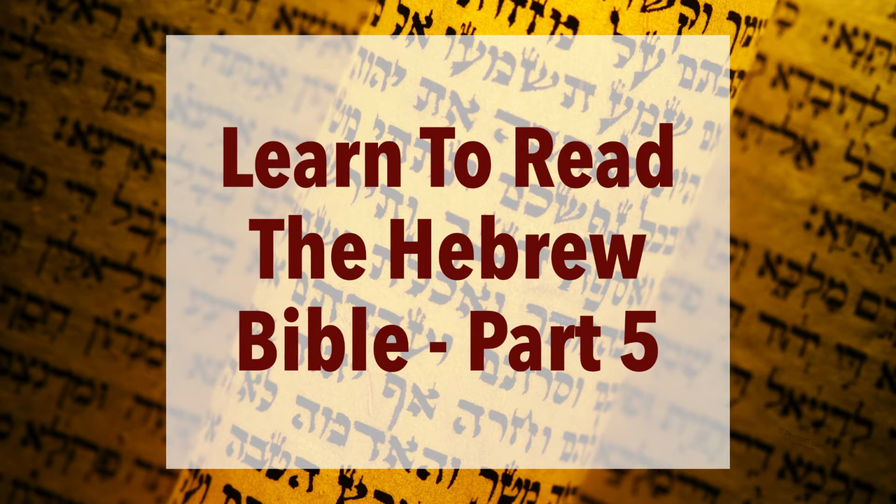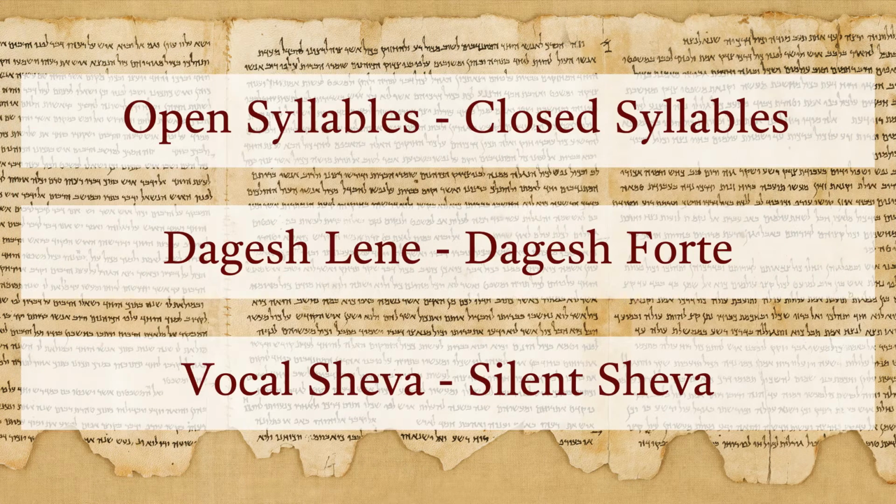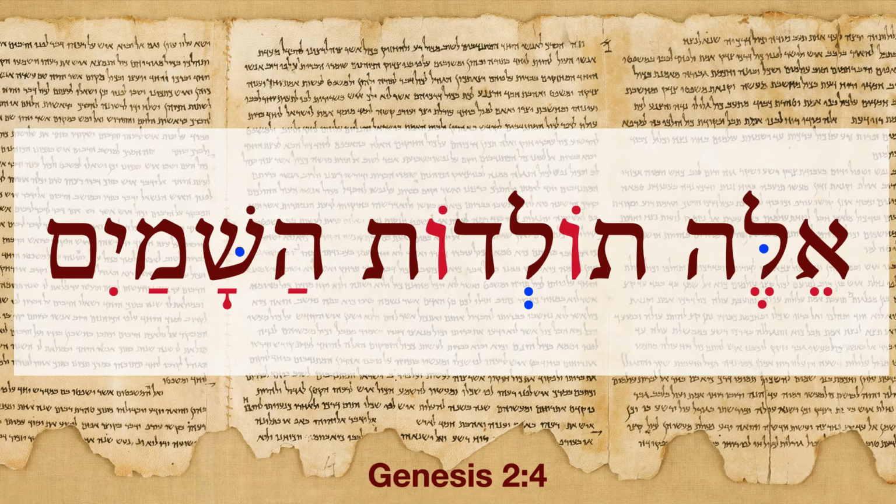We are in part 5 of the series, Learn to Read the Hebrew Bible. In this series, we will talk about various concepts such as open syllable versus closed syllable, Dagesh Lene, Dagesh Forte, and vocal Sheva, silent Sheva.